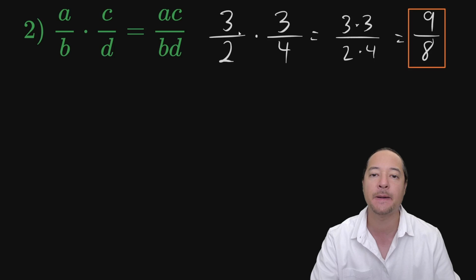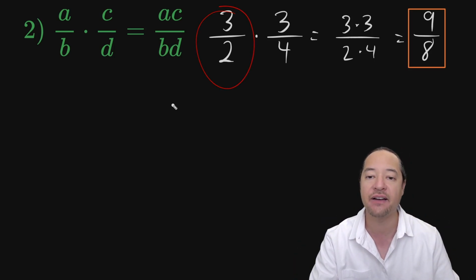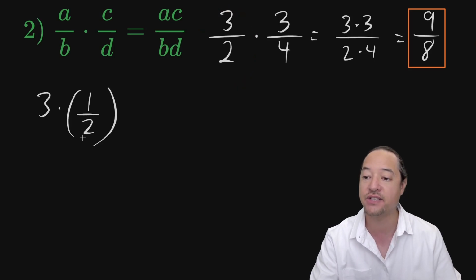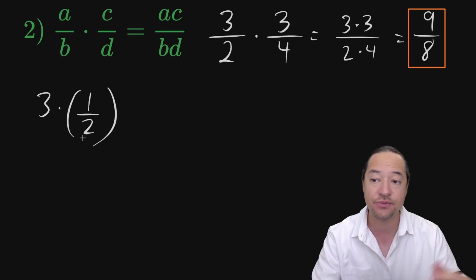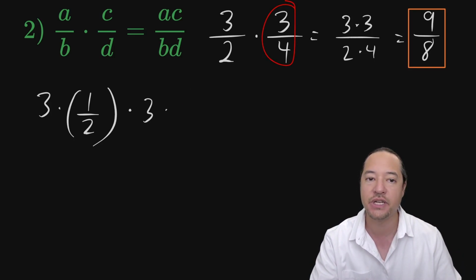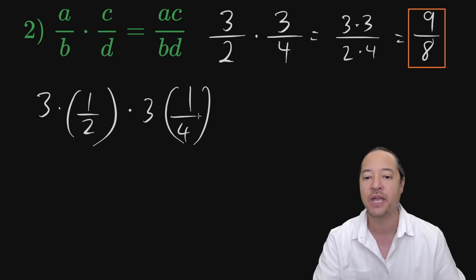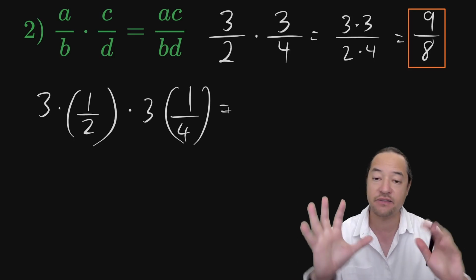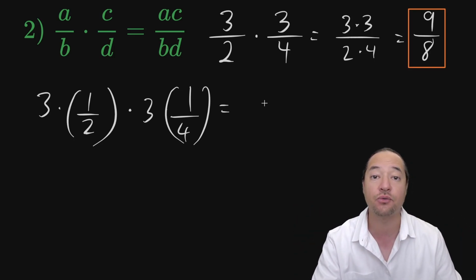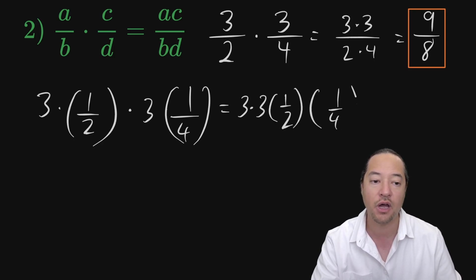I'm going to take this 3 halves here, and I'm going to decompose that. I'm going to think of 3 halves as actually 3 times 1 half, right? So 3 times 1 half, that'll get us 3 halves. And then this 3/4, I'll think of that as 3 times 1/4, right? So that's another way we could think about this problem. And because multiplication is commutative, I can take these terms and rearrange them. And I'm going to make this into 3 times 3 times 1 half times 1/4.